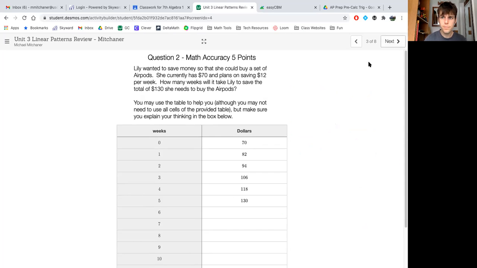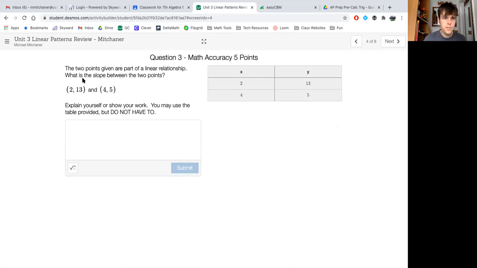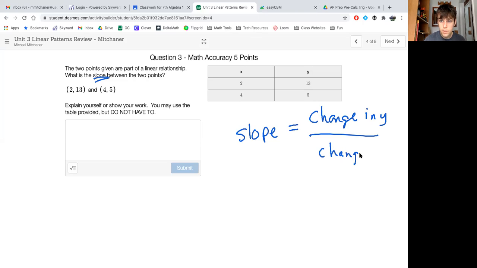Next one. All right, so the 2 points given are part of a linear relationship. What is the slope between those? So remember, slope is another way for us to say rate of change, and that is always change in y divided by change in x. Sometimes this division will simplify to be a whole number. Sometimes it will remain a fraction. We have to see what happens in this problem.